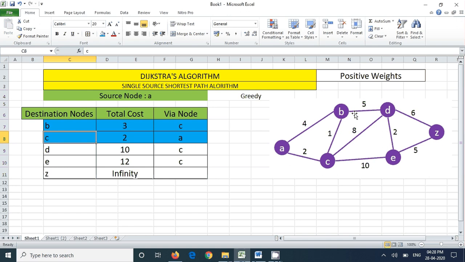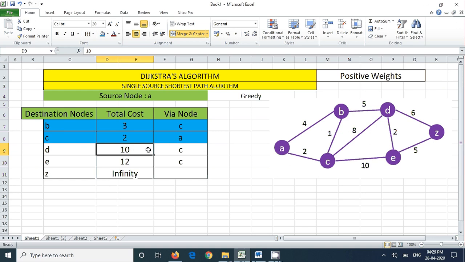So B is connected to D with the cost of 5. To come to B from A is 3. From B to D is 5. So A to D is 3 plus 5, which is 8. But already we have a 10, which is more than 8. That means we have to replace the bigger value with the 8.